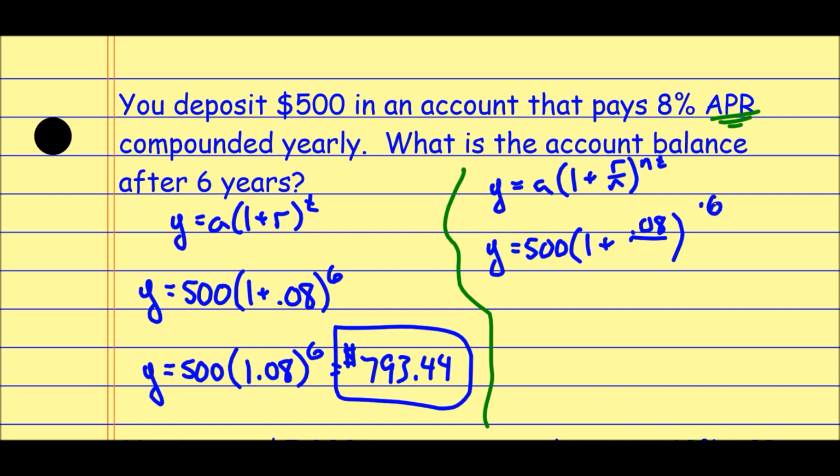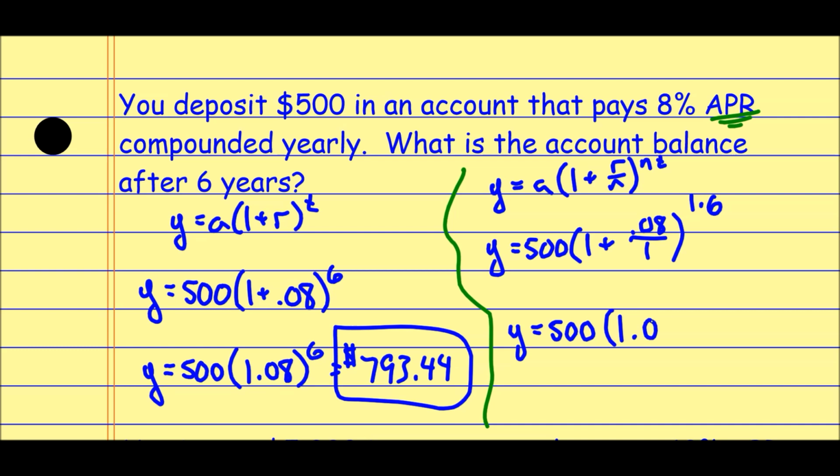But now I just have to figure out what n is. N is the number of compounds per year. So if it's compounded yearly, the number of compounds per year is 1. So I plug a 1 in here for n. And now I'm going to simplify a little bit. And yes, you're going to see that I come up with the same thing that I had off to the left here. That's 1 plus, well, 0.08 divided by 1 is 0.08.